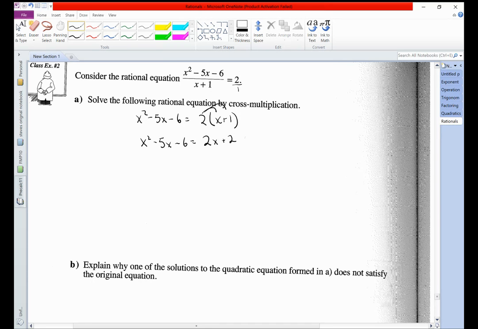And then I want to get everything on one side of the equation so that it's equal to 0. So I'm going to subtract 2x from both sides and subtract a 2 from both sides, just so that both of those cancel. And I'm left with x squared minus 7x minus 8 is equal to 0. Now we have a trinomial with no constant in front of our x squared term, so I can factor this by inspection.